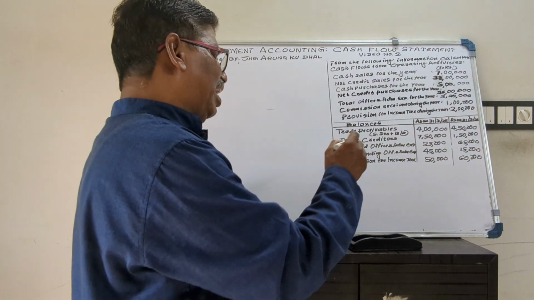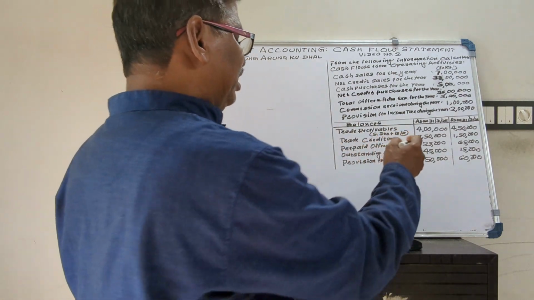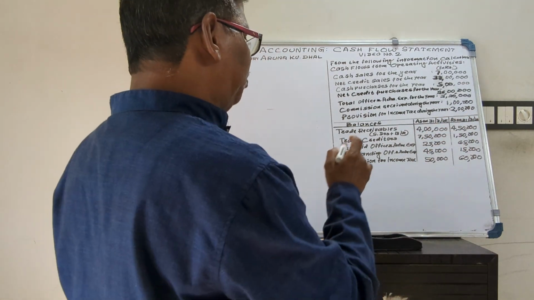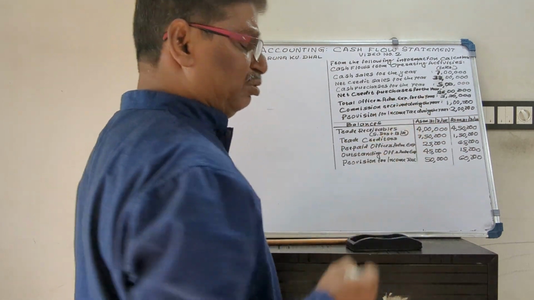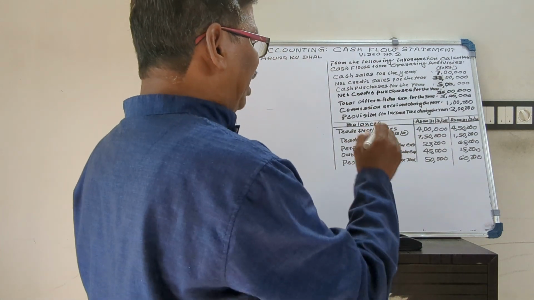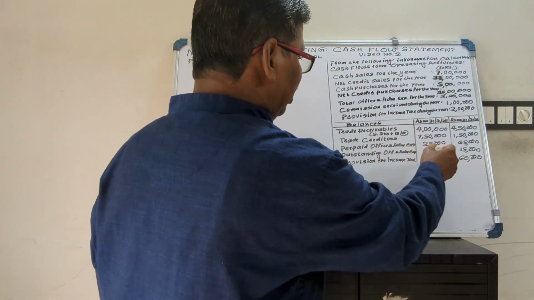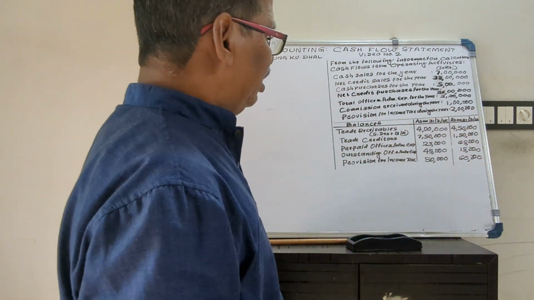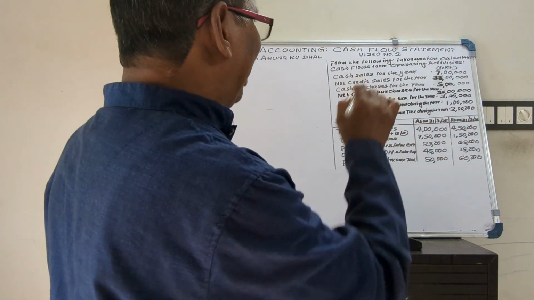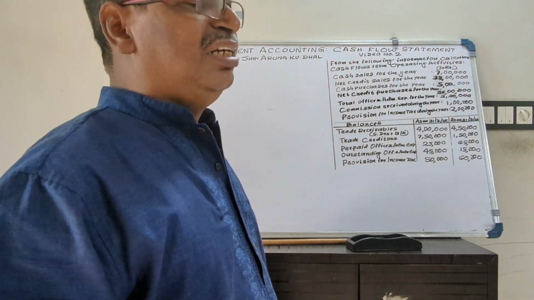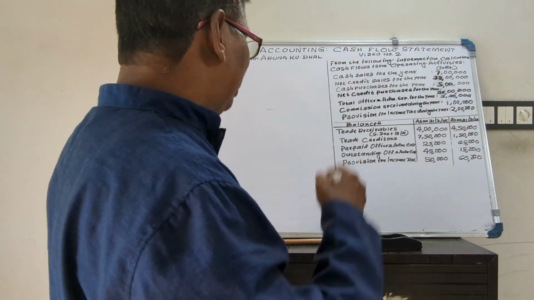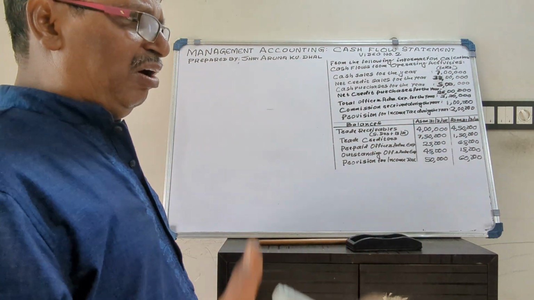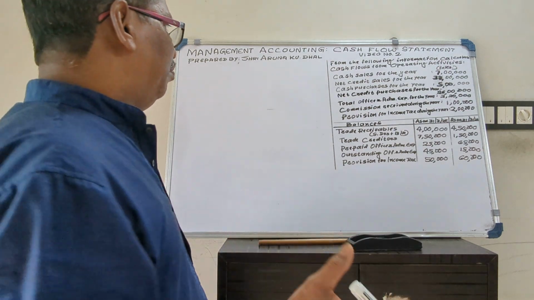Then outstanding office and administrative expenses: at the beginning it is 45,000, at the end it is 15,000. Then provision for income tax as on 1st April 2022 is opening 50,000, and closing balance on 31st March 2023 is 60,000. So we have to calculate the net cash generated from the operation, whether there is excess of inflow over outflow or excess of outflow over inflow.